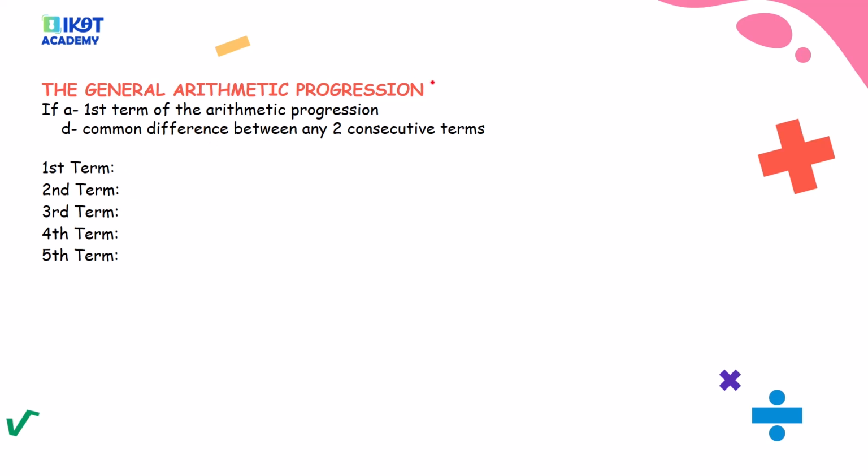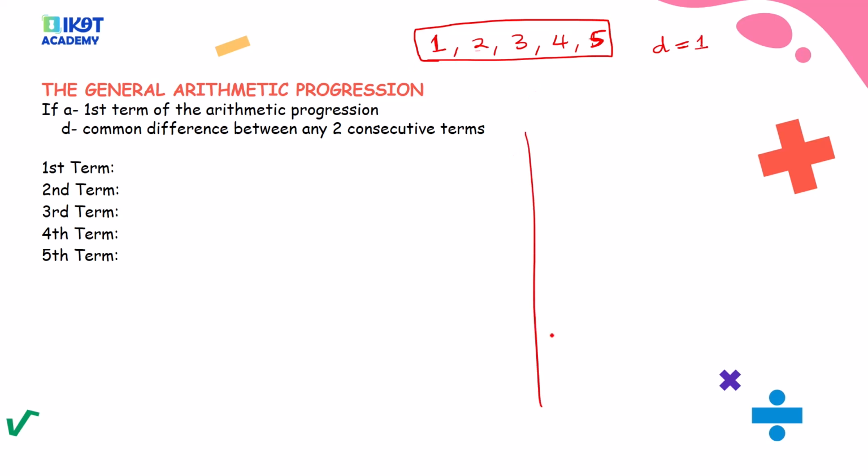So if we have 1, 2, 3, 4, 5, these are 5 consecutive terms. When you look at these terms, they have a common difference of 1, because you see 2 minus 1. Let's do it as a series: we have 1 plus 2 plus 3 plus 4 plus dash. So our first term A is 1. What's our common difference? Our common difference D is going to be 2 minus 1, which is 1, or D is equal to 3 minus 2, it's still 1.